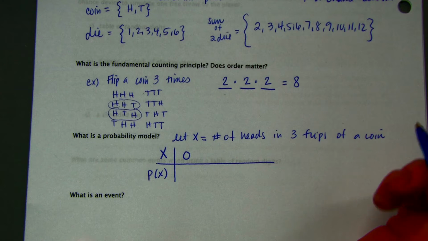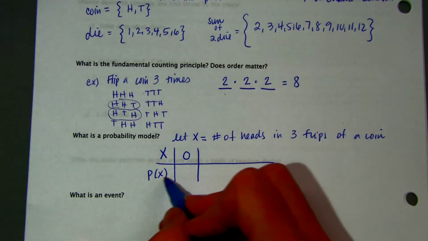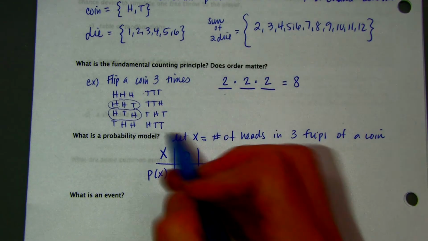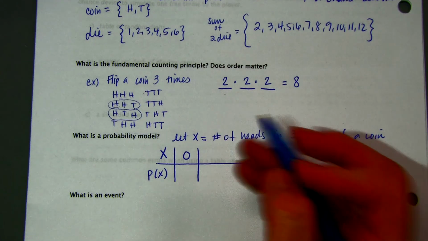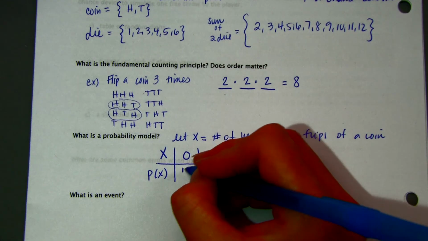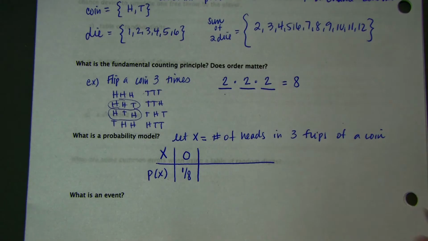Now, P of X is the probability of that happening. So here I have my whole sample space. How many of those 8 have exactly 0 heads? I would say 1 out of 8. And then you would continue filling out the table in the same fashion.